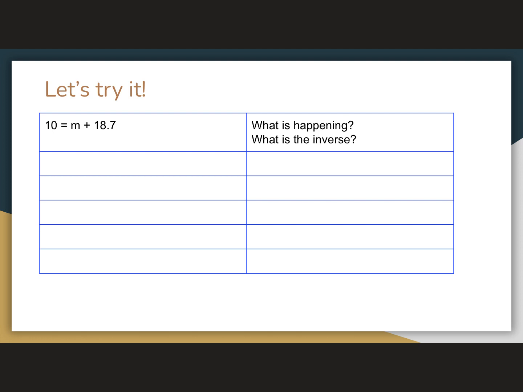So in this case, what is happening to my variable? Notice my variable's on the other side. It doesn't matter. I'm still going to do the same thing. So what's happening to my variable? I am adding 18.7. What is the opposite, the inverse of adding 18.7? It's just subtracting 18.7. So that's what I'm going to do. I'm going to use my subtraction property of equality to subtract 18.7.